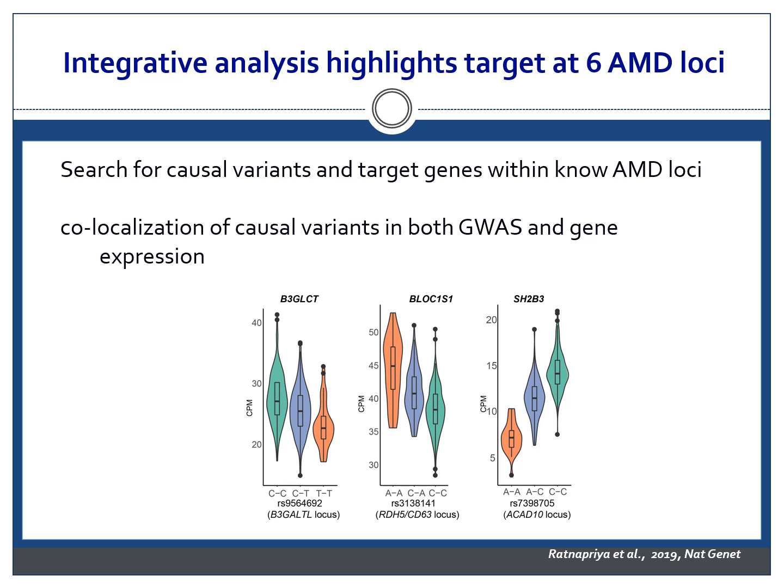Shown here are the results of the co-localization studies. Using AMD GWAS data and retina eQTL, we were able to identify the target gene and the causal variant at 3 different loci. For example, at the B3GALTL locus, the B3GLCT gene was regulated by the SNP, where you can clearly see the gene expression changes in response to the genotype. Similarly, at the RDH5-CD63 locus, BLOC1S1 was identified as the target gene, as well as at the ACAD10 locus, SH2B3 was identified as the target gene.